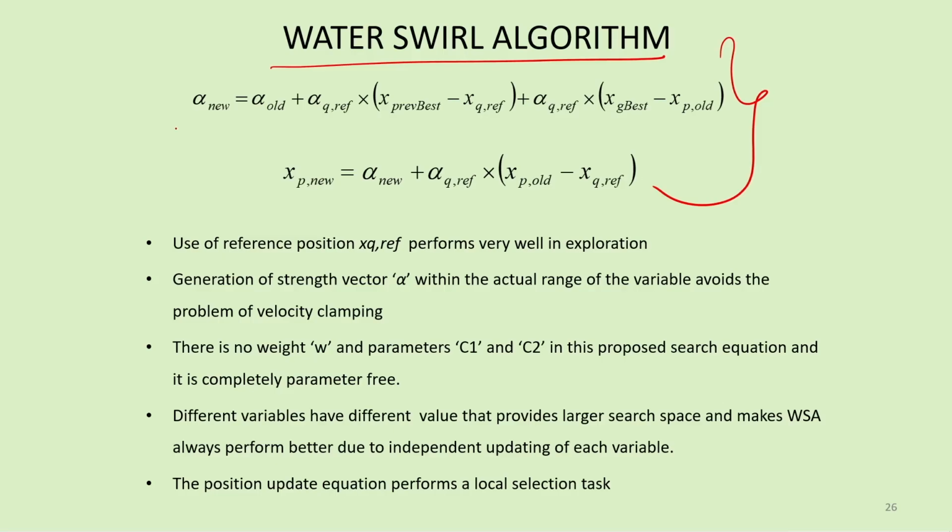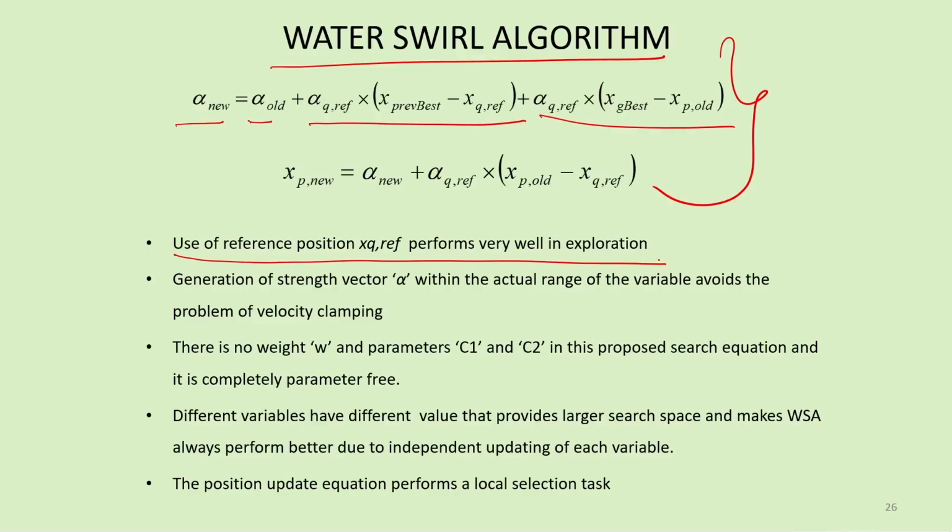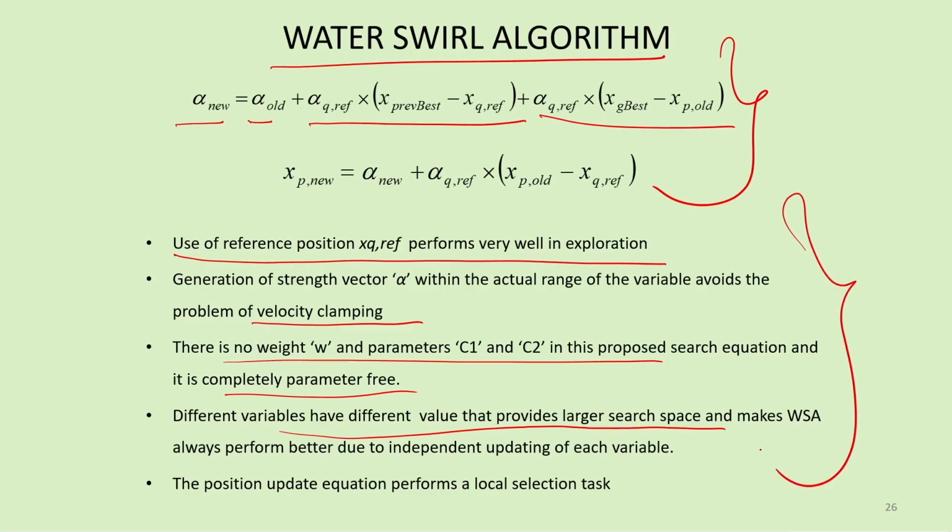Say for example, alpha nu is equal to alpha volt, alpha previous positions, and if you look at it, these equations closely resemble the equation of particle swarm optimization. Say for example, use of reference position performs very well in exploration, and you can avoid the velocity clamping. Since it is completely parameter free and different variables have different values, that provides a large search space. So all these are very positive points.